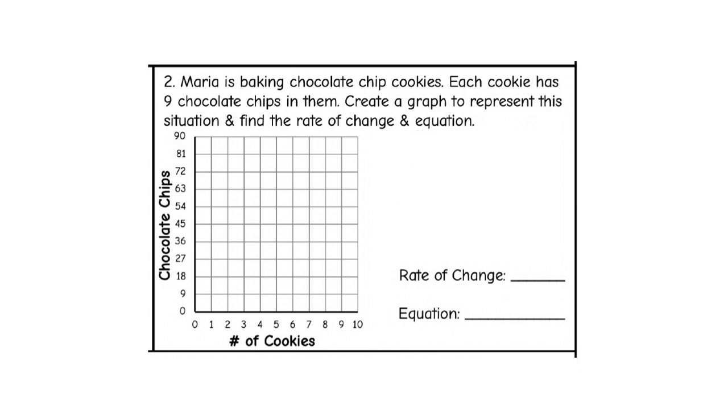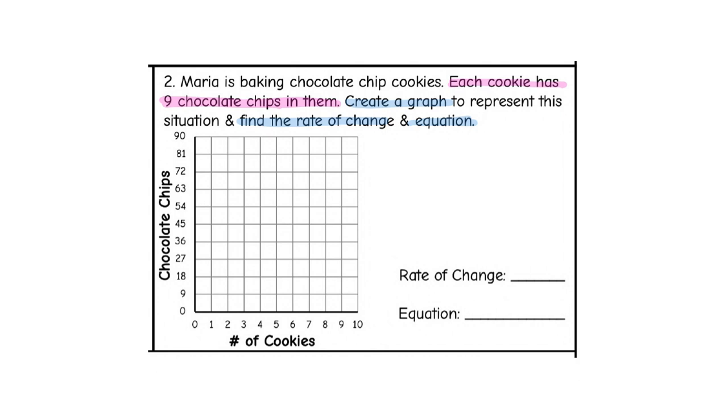So first thing is I probably should highlight the information I know and what I'm looking for. I know that each cookie has 9 chocolate chips in them. What am I looking for? I need to create a graph that represents it. I need to find the rate of change, and I need to find an equation. So I have 3 things I have to do. I can't do one part and move on. That is not answering the question.